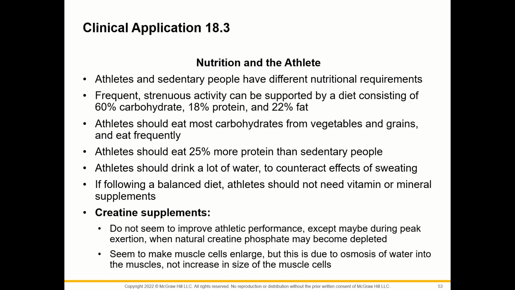Nutrition and the athlete. Athletes and sedentary people have different nutritional requirements. Frequent, strenuous activity can be supported by a diet consisting of 60% carbohydrate, 18% protein, and 22% fat. Athletes should eat most carbohydrates from vegetables and grains and eat frequently. Athletes should eat 25% more protein than sedentary people. Athletes should drink a lot of water to counteract the effects of sweating. And if following a balanced diet, athletes should not need vitamin or mineral supplements.